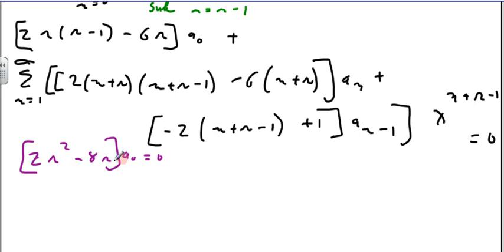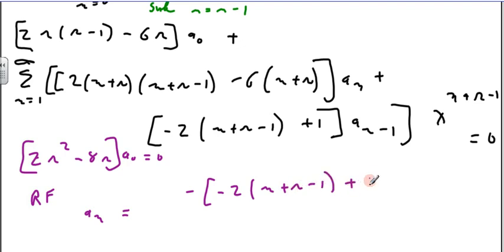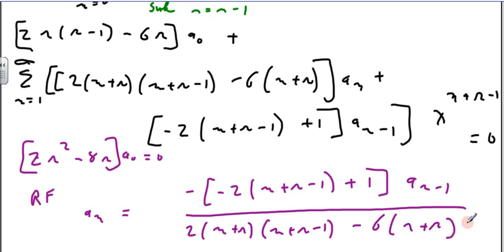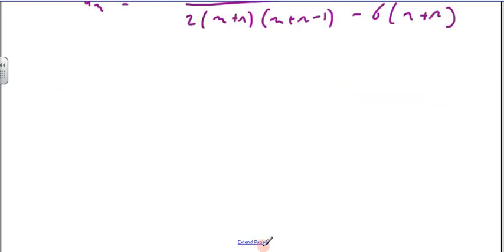Okay, so there's nothing funny going on, and we can write down our recurring formula. a_n is going to equal minus (2(n+r-1)+1) a_{n-1} divided by (2(n+r)(n+r-1) - 6(n+r)). Okay, so that's going to be my recurring formula. And now we're going to have to do some algebra with that so that it's a little less messy.